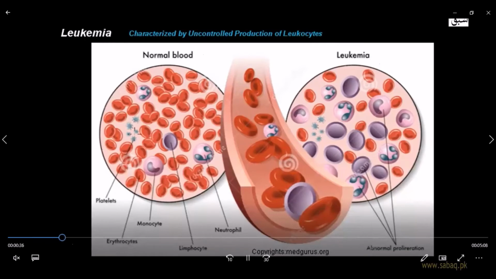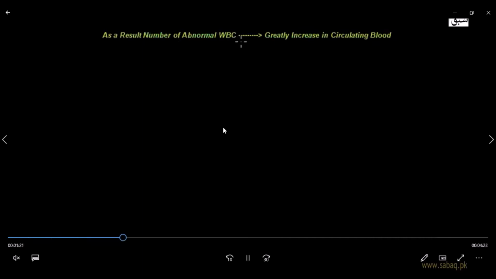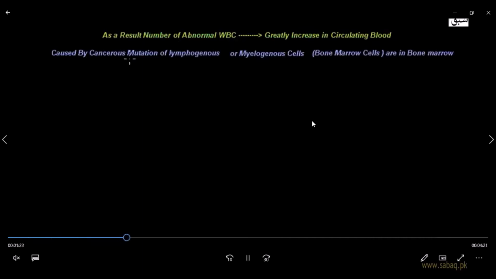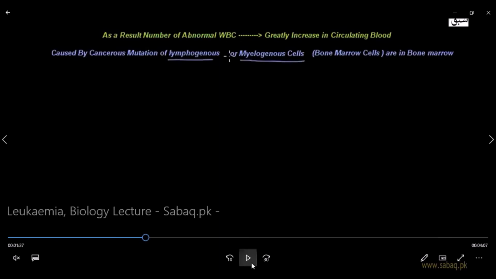Now, why are these WBCs increased in number? This is the main pathology: abnormal WBCs that can greatly increase in your circulating blood. It could be caused by cancerous mutation of lymphogenous or myelogenous cells. Myelogenous cells are your bone marrow cells. Again, as I told you before, bone marrow cells produce stem cells, and they further produce other cells that result in your white blood cells or RBCs. So myelogenous cells could have a genetic mutation or change, or lymphogenous cells, which are responsible for producing your lymphocytes. That is one kind of agranulocytes.